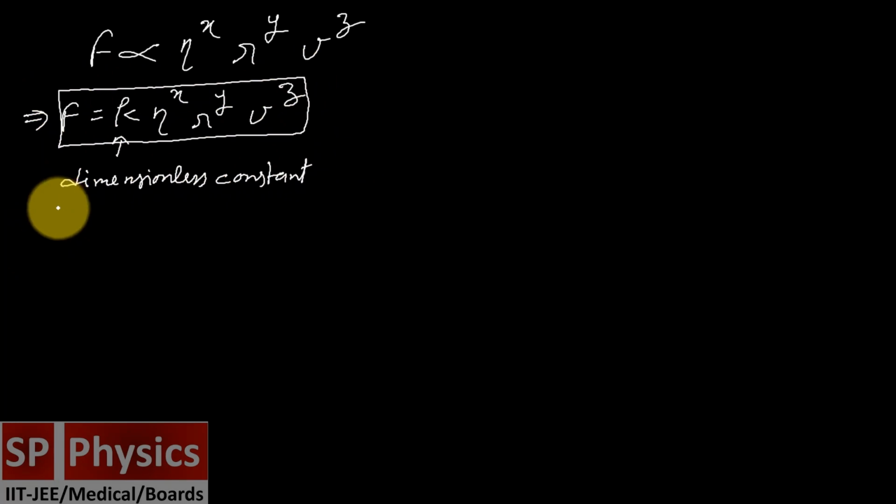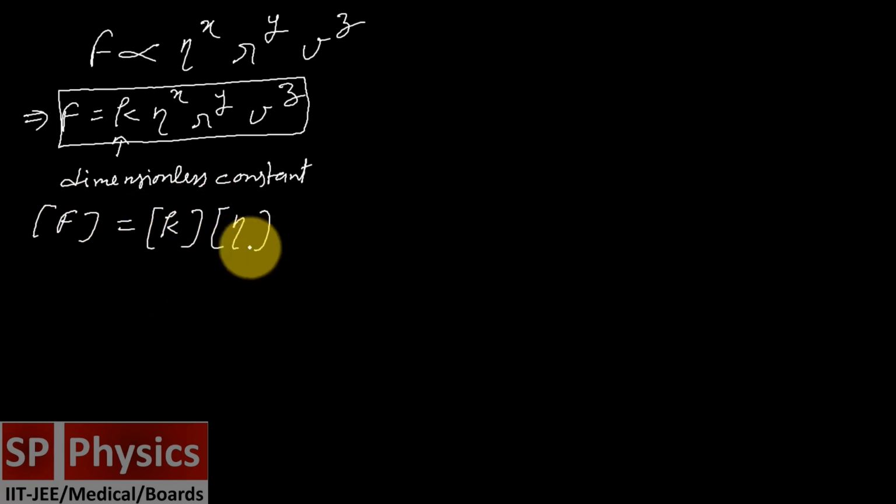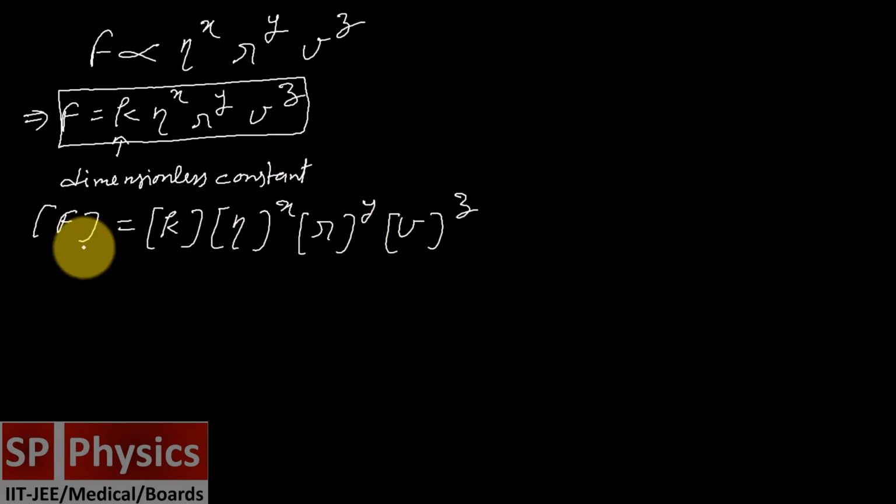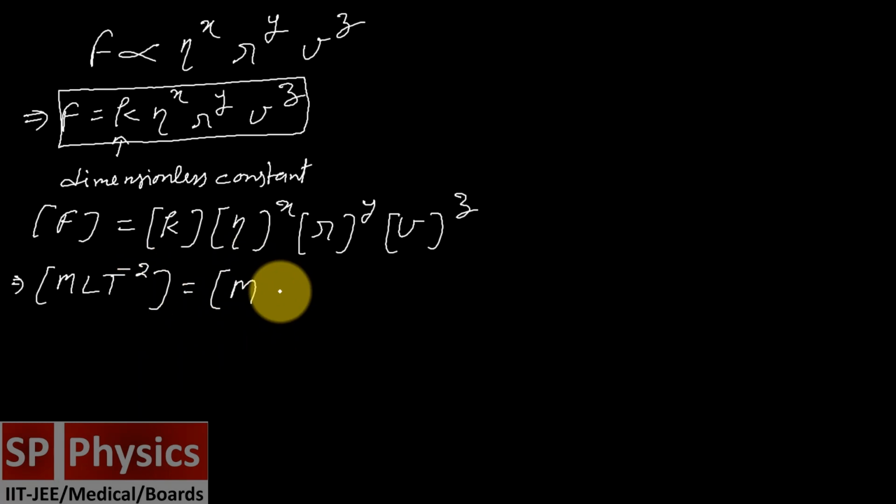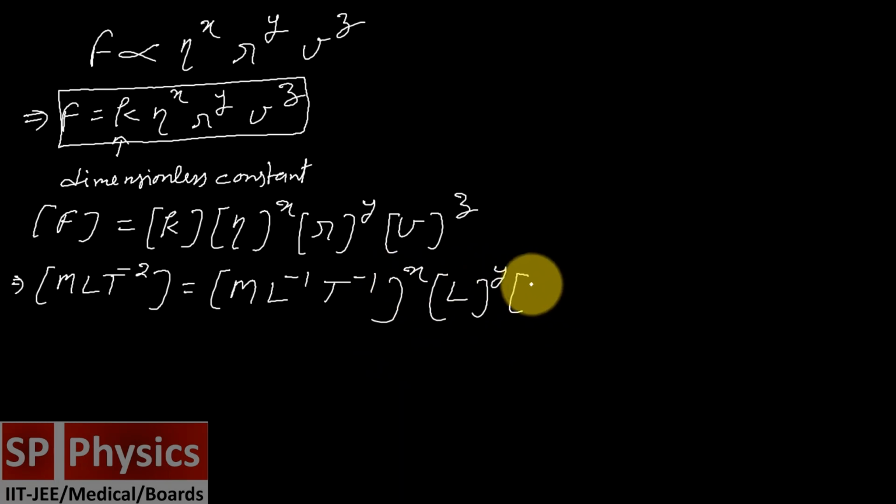So write the dimensions of both sides of the above equation. We get the dimension of force is equal to the dimension of k into the dimension of eta to the power x, into the dimension of radius r to the power y, into the dimension of velocity v to the power z. k is a dimensionless quantity. The dimensional formula of F is MLT^-2, which is equal to the dimensional formula of k, a dimensionless quantity, so leave it. The dimensional formula of eta is ML^-1T^-1 to the power x. The dimensional formula of r is L, its power y. The dimensional formula of velocity v is LT^-1, its whole power z.